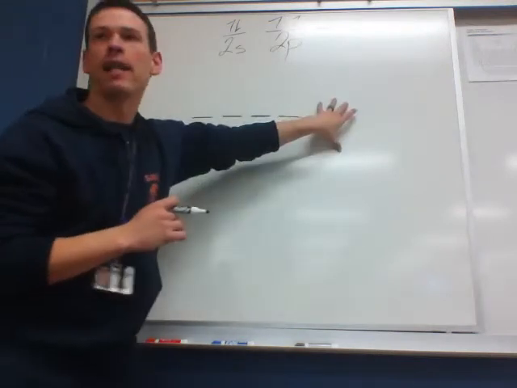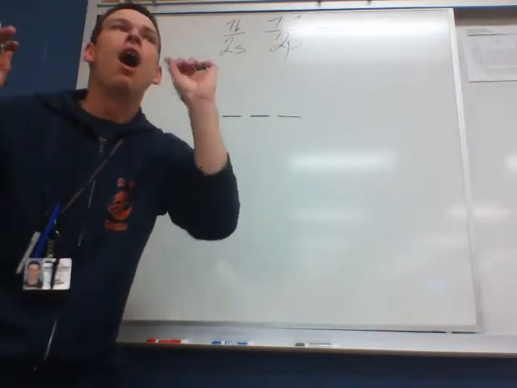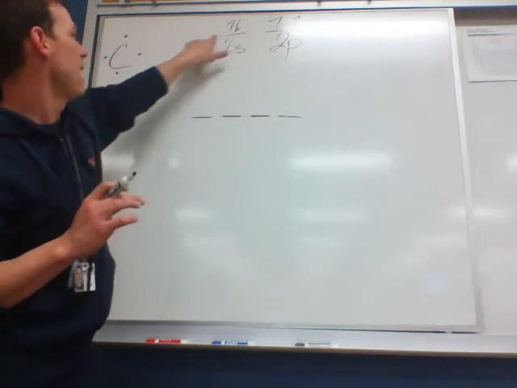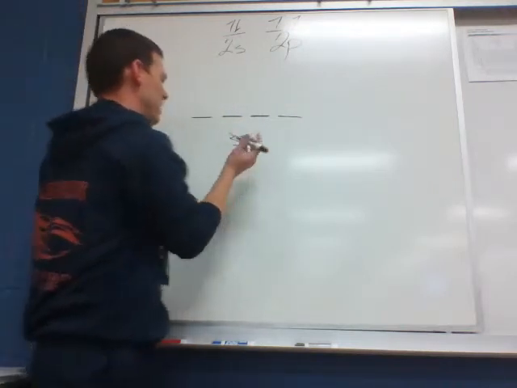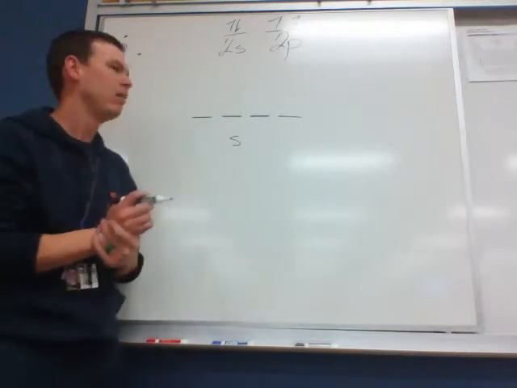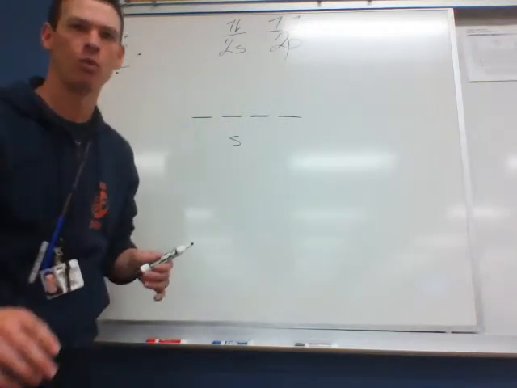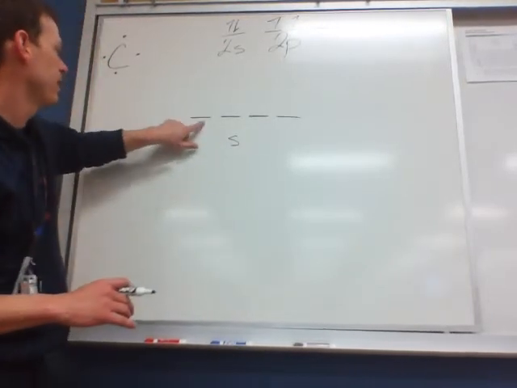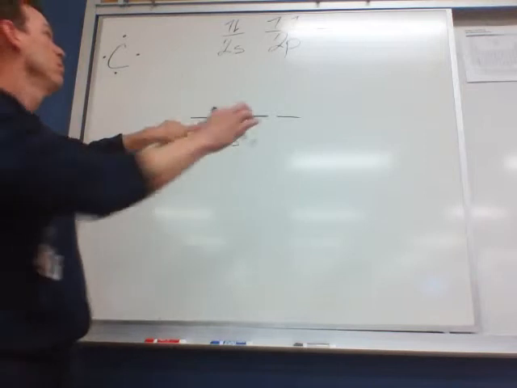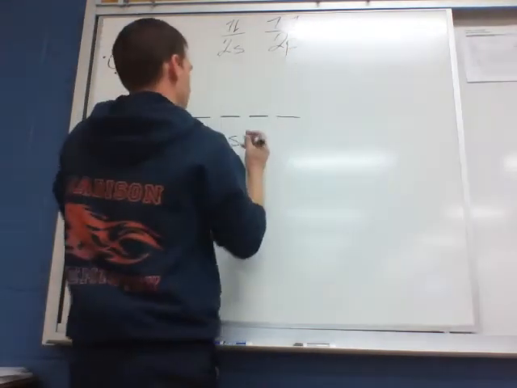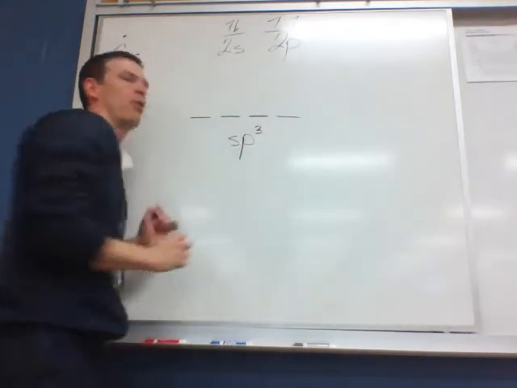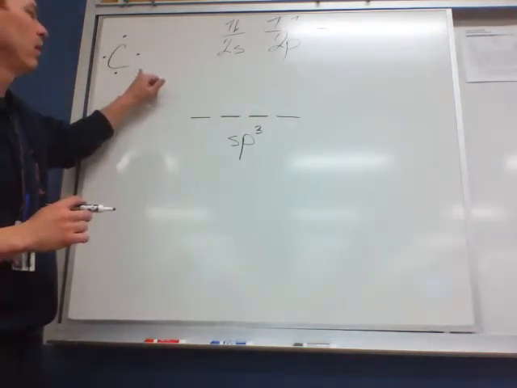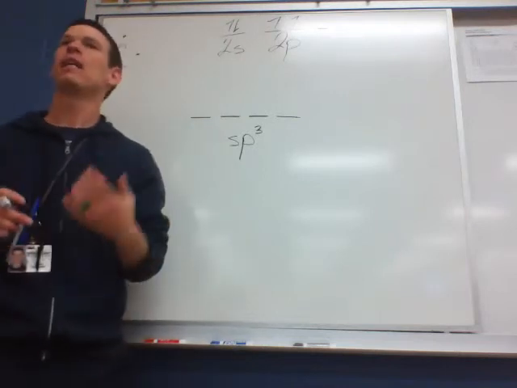Of these 4 lines, do you see the 4 lines? Of the 4 lines, how many of them came from S? 1. Just 1, right? He came right down there. So I'm going to put just an S. That would represent a 1, right? We know that if we don't show numbers in chemistry, it's a 1. So there's the S. If 1 of them came from S, how many came from P? 3. Look, 1, 2, 3 came from P. I would say that carbon has an sp3 hybridization.